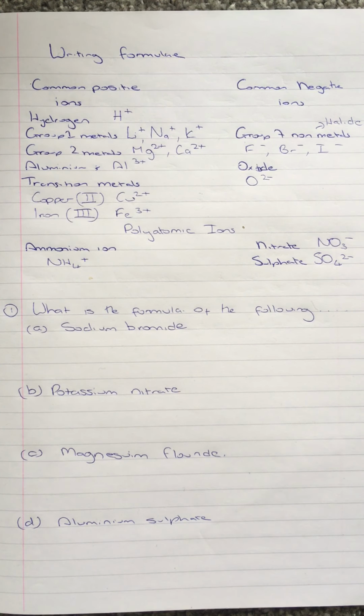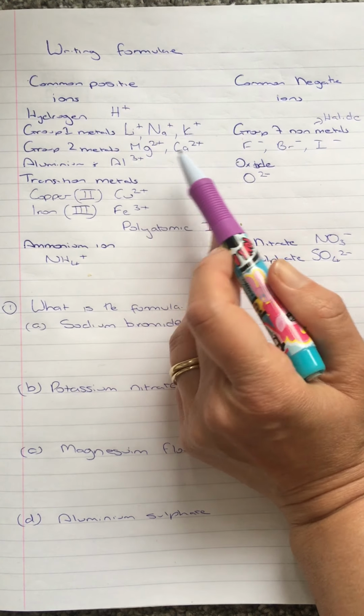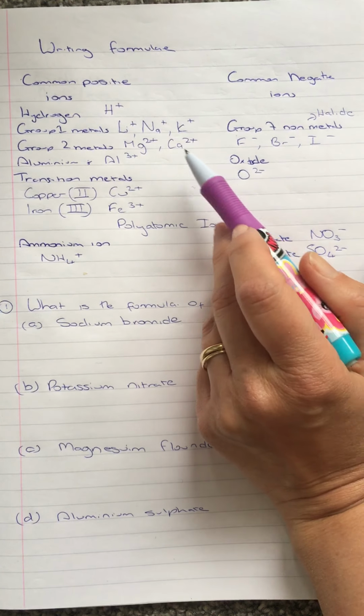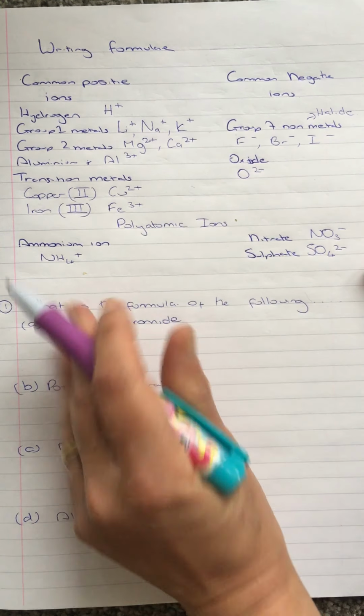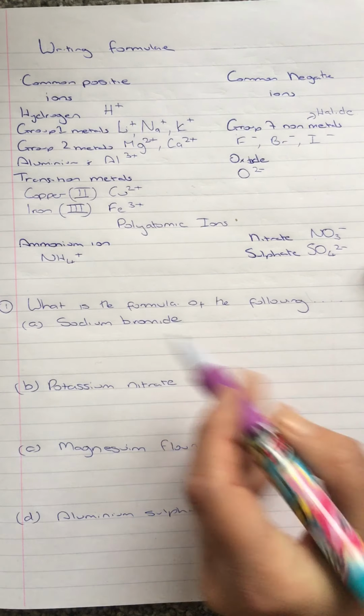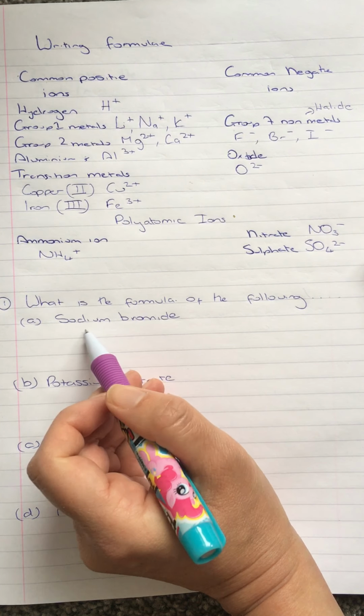So what you basically need to do is remember that compounds have zero charge. Now the ions that make up these compounds all have charges, so you need to balance out the numbers of charges for each part of the salt. So the first salt we're going to look at is sodium bromide.